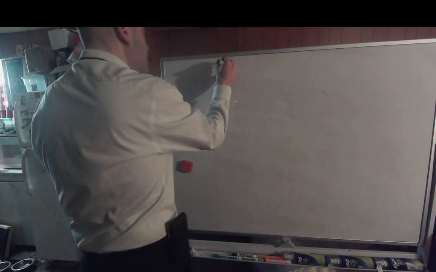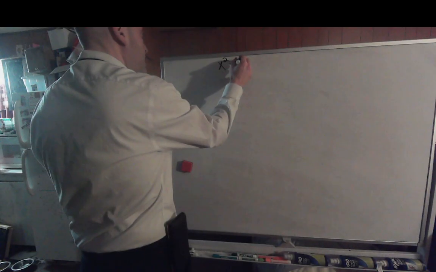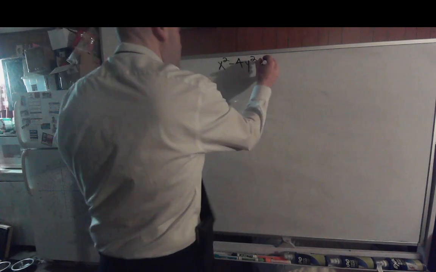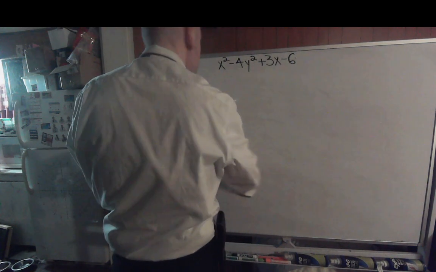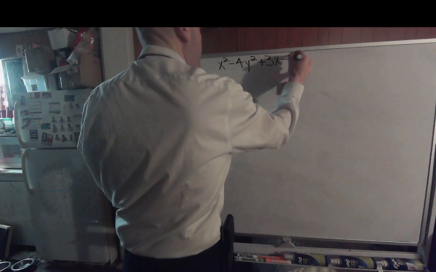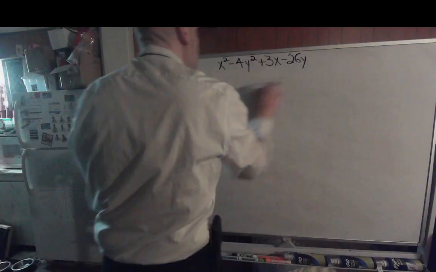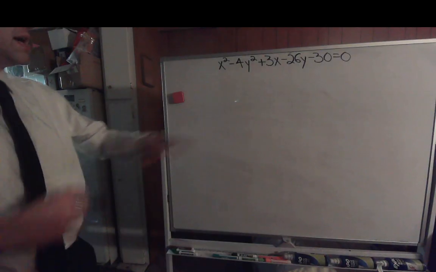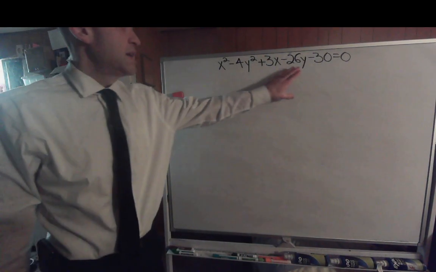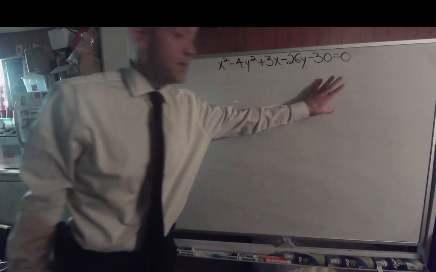All right. We have x squared minus 4y squared plus 3x minus 26y minus 30 equals 0. All right, so x squared minus 4y squared plus 3x minus 26y minus 30 equals 0.